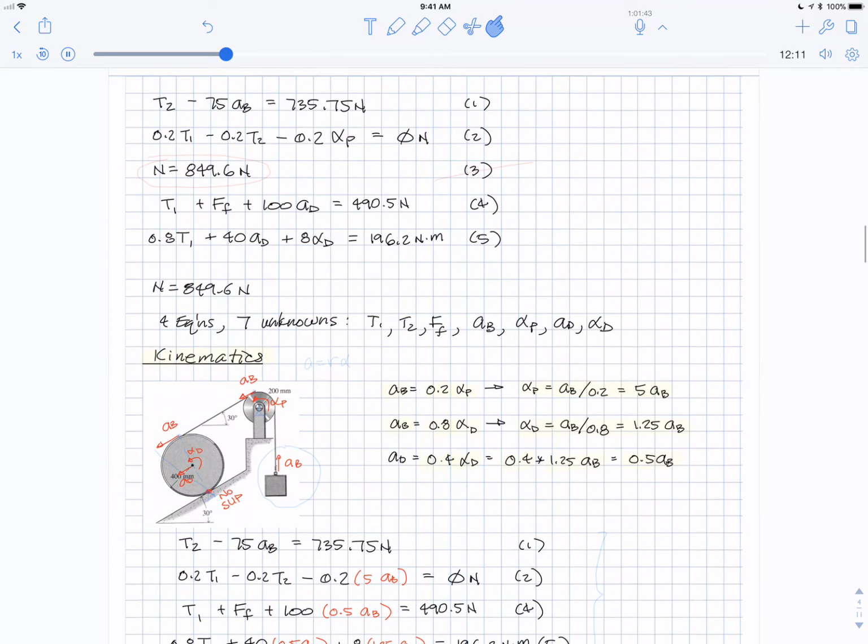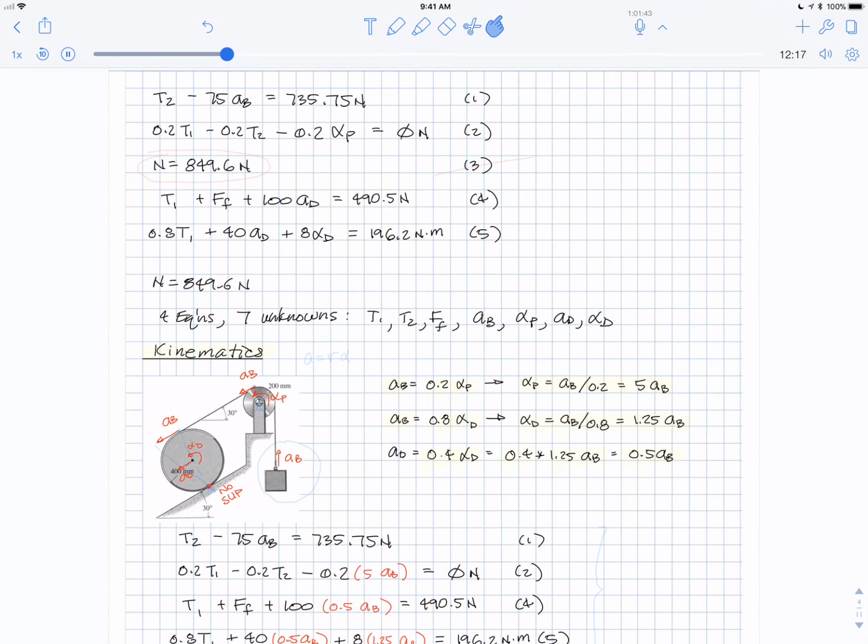Okay, so let's continue. I rewrote the 5 equations there with the numbers put in for I and M. We have 5 equations, but this one is done already, so we don't need that equation. We know that the normal force is 850 newtons. So really, we have 4 equations, and if you count the unknowns, there's T1, T2, that friction force, and then 4 acceleration type things: acceleration of the block, alpha of the pulley, acceleration of the disc, and alpha of the disc.